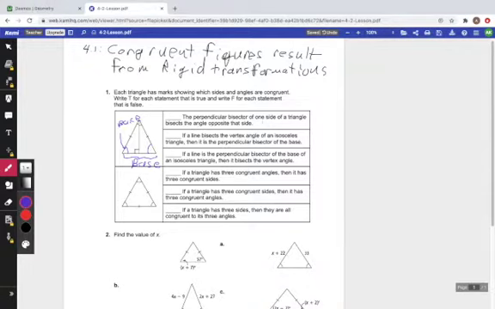The perpendicular bisector of one side of a triangle bisects the angle opposite that side. This is not always true. This is true with equilateral triangles, and it's also true if we are talking about the perpendicular bisector that bisects the base of that triangle.